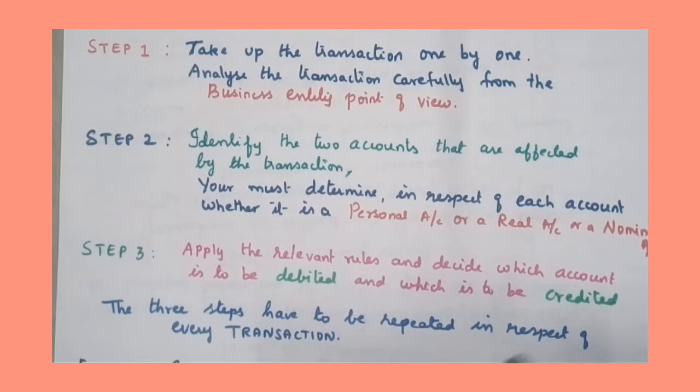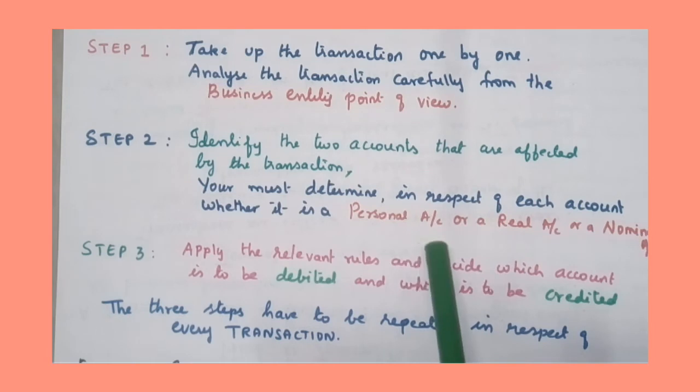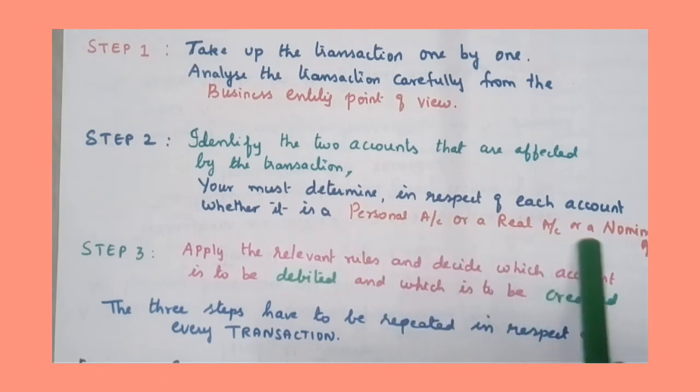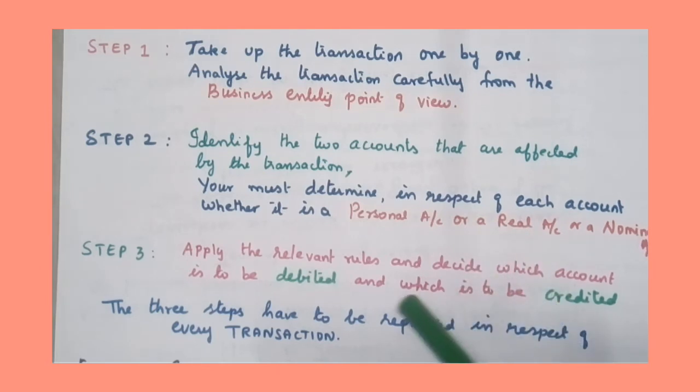So these are the 3 steps which we have to follow for journalizing the transactions. Okay, first from the business point of view you have to analyze the transaction. Second one, you have to identify the two accounts which have been affected and you have to determine whether it is a personal, real or nominal. And the third step is you have to apply the rules and decide which account is to be debited and which account is to be credited.